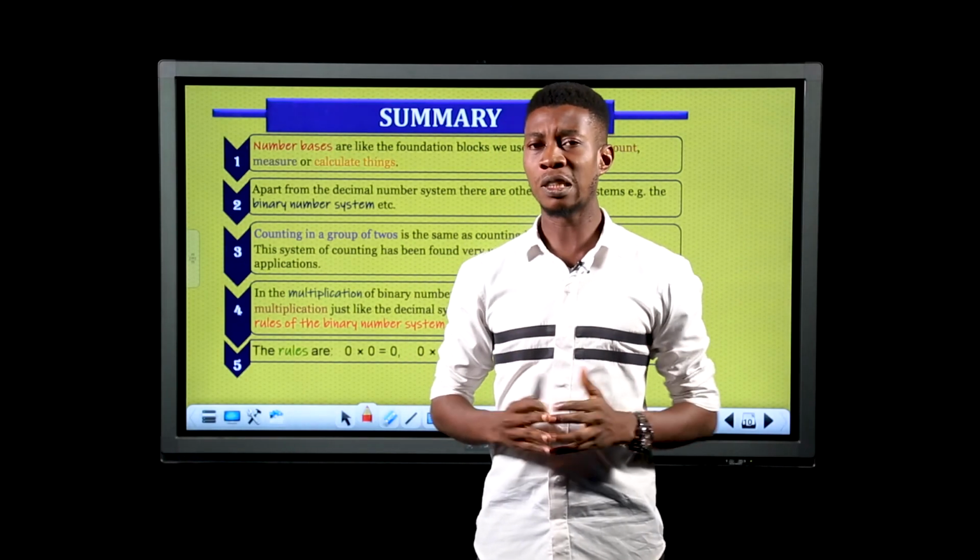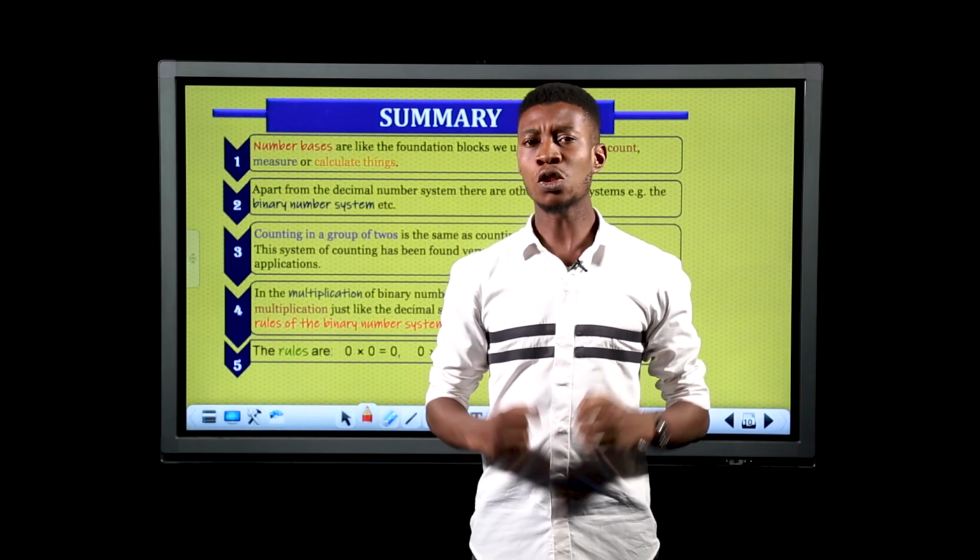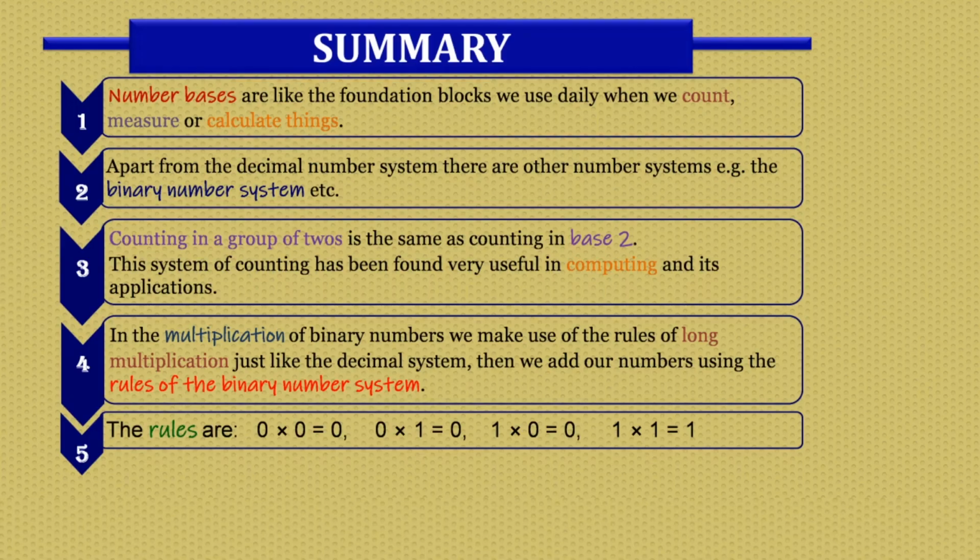This is where we come to the end of this lesson. But before you go, let's look at all we've learned in a summary. First, we learned that number bases are like the foundation blocks we use daily when we count, measure, or calculate things. Secondly, we learned that apart from the decimal number system, there are other number systems, for example, the binary number system, and so on. Moving on, we learned that counting in a group of 2 is the same as counting in base 2. This system of counting has been found very useful in computing and its applications.